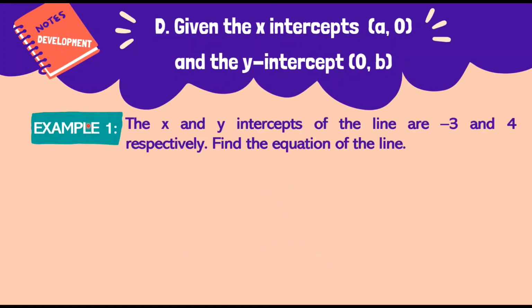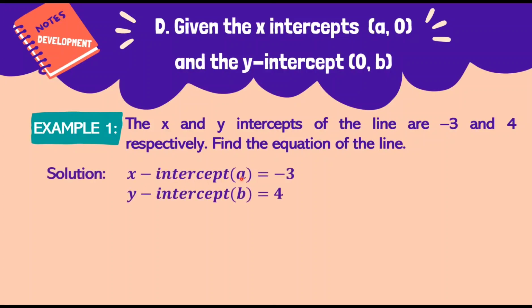Let us have the first example given the x and y-intercept. The x and y-intercepts of the line are negative 3 and 4 respectively. So we need to find the equation of the line. We need to determine the value of our x and the value of our y, or the A and our B. So let us write our x-intercept or A is equal to negative 3 and then our y-intercept, B, is equal to 4. Next, let us substitute the values of our A and B to our formula.